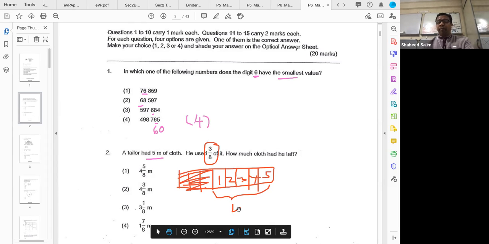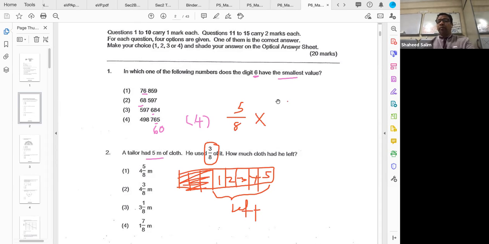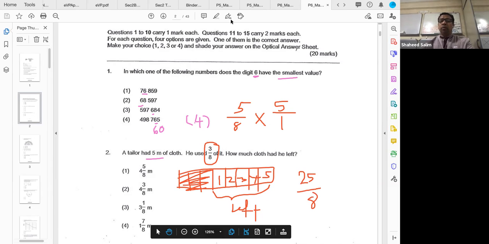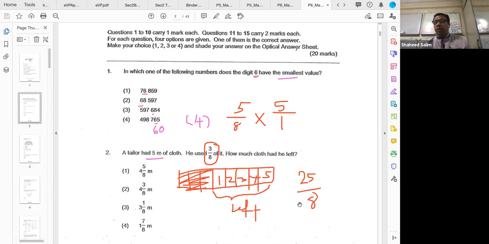Now this is left. So how to find it? Just take 5 over 8. This is the fastest way. 5 over 8 times what? Times 5 meters. You see, cannot divide. Never mind, top times top. 5 times 5, 25. 25 over 8. Then you do long division. When you do long division, what do you get? 25, you get 3 and 1 over 8.